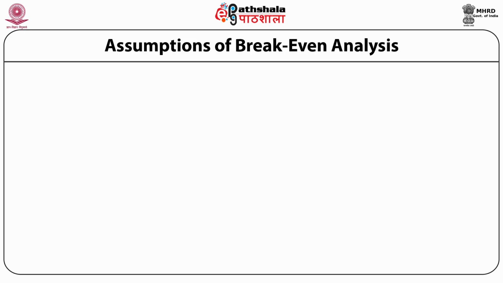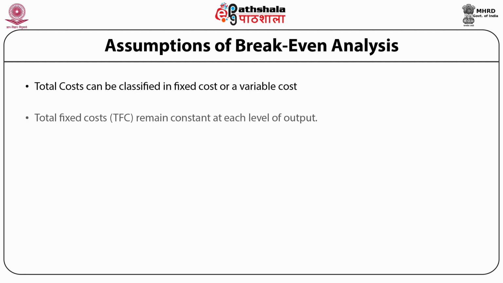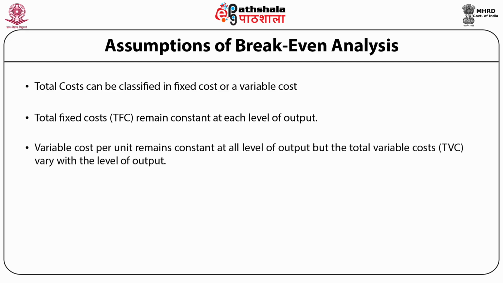Now we will discuss the assumptions of break-even analysis. Break-even analysis is based on some assumptions that are as follows. First, total cost can be classified into fixed cost and variable cost, and the total fixed cost remains constant at each level of output, whereas the variable cost per unit remains constant at all levels of output, but the total variable cost varies with the level of output.